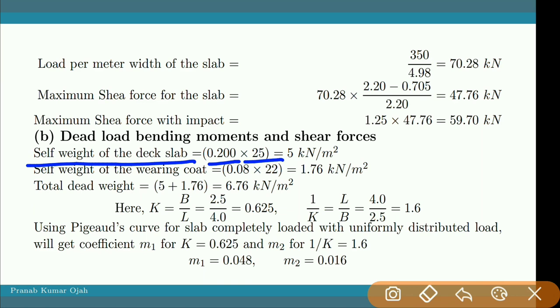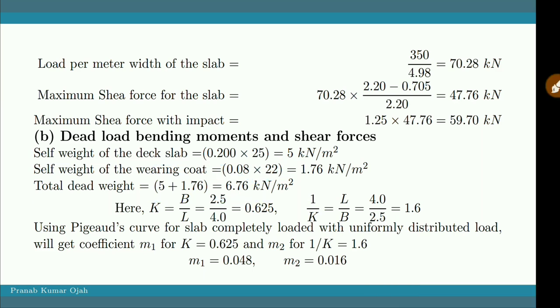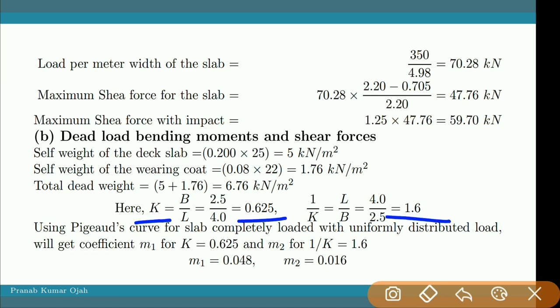Similarly, the self weight of the wearing coat: the thickness of the wearing coat is 80 mm and its unit weight is 22. So the total dead weight of the slab comes out as 6.76 kN per meter square. Next, I will calculate K, which is the ratio of B and L. It comes out as 0.625, and 1 by K will be 1.6.